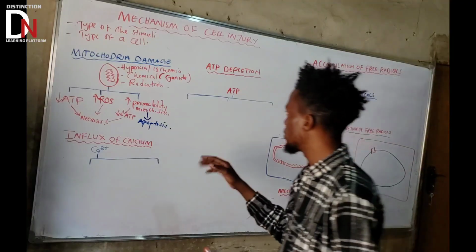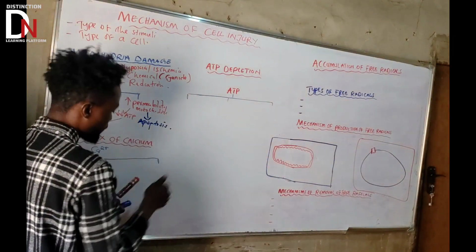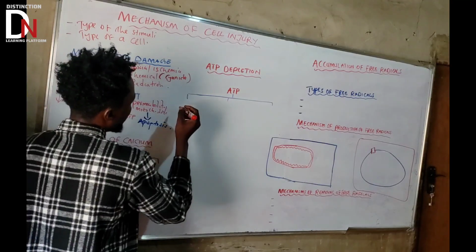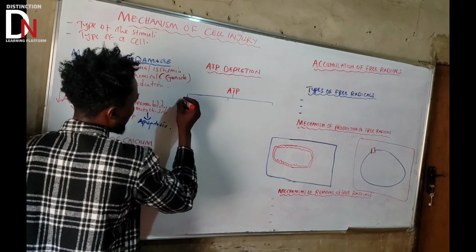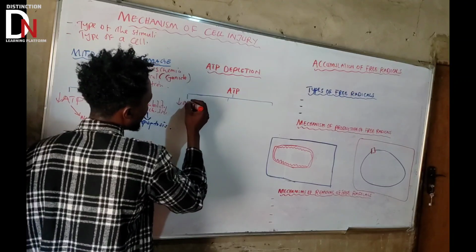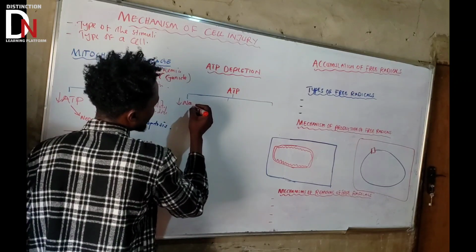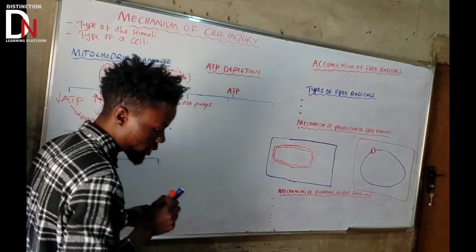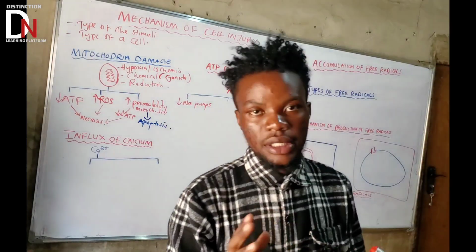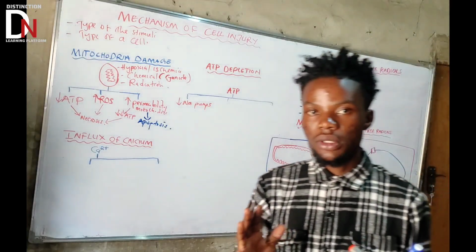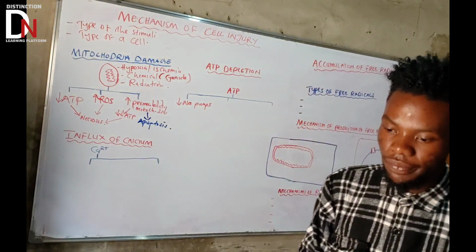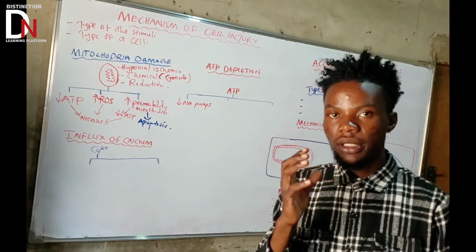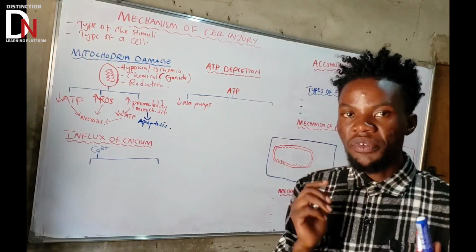We'll start with the first one. What is the first one? So the first one is this one. There will be failure of what? Sodium pumps. So failure of sodium pumps. Because if you remember, if you look at the cell membrane of any cell, there are what we call sodium potassium pumps. So now if there is no ATP, those ATP-dependent sodium pumps depend on ATP for them to start working.